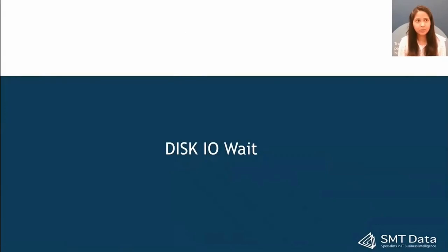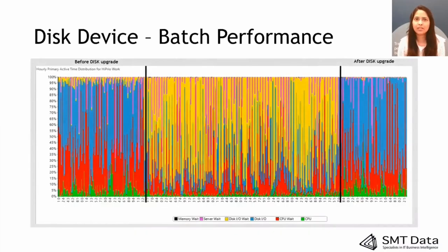Okay, now I'm moving to the disk IO weight, how the disk device is influencing your batch performance. I'm going to share some of my experience in this one. Now you can see some multicolor diagram. Don't get confused, because I will explain. The data below is by hour, and it is actually two months of data. Here you can see the percentages and all the colors. The explanation is here: memory weight, server weight, disk IO weight, disk IO, CPU weight, and CPU.